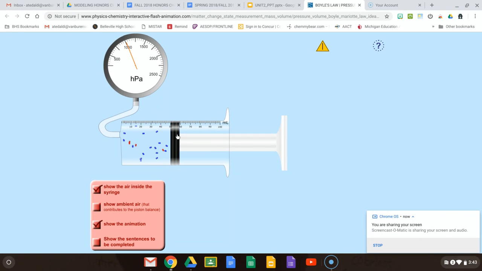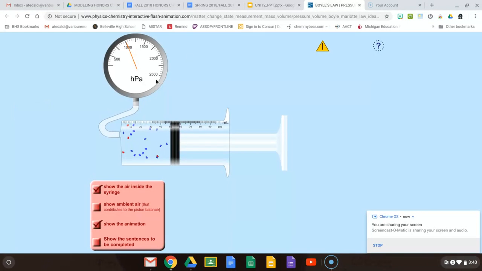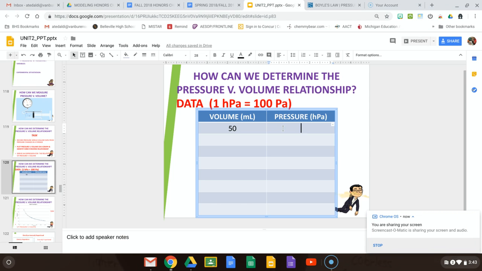So right now my volume is at 50 milliliters. So I'm going to write that down. It is 50. And my pressure gauge is reading 1,000 hectopascals. So I'm going to write 1,000.